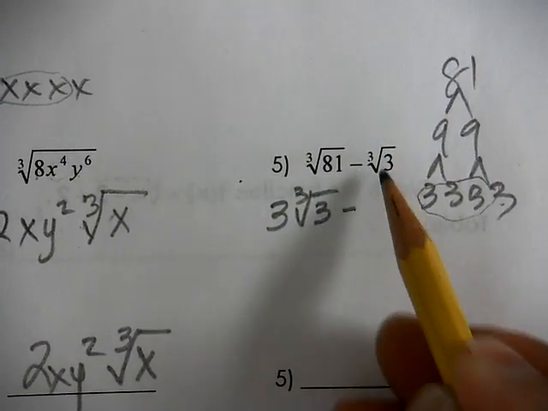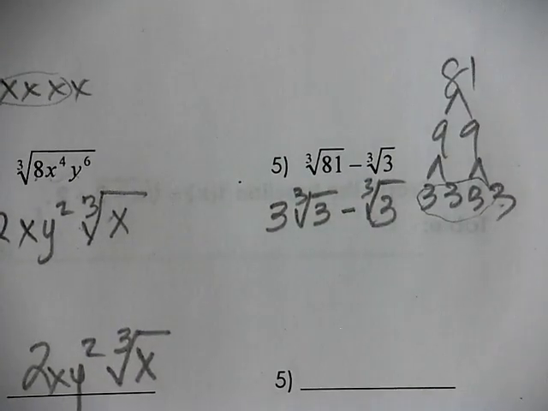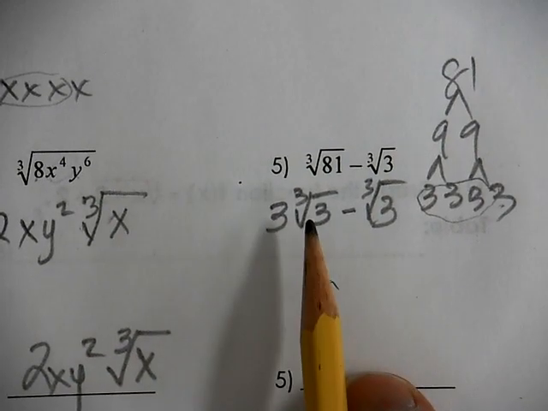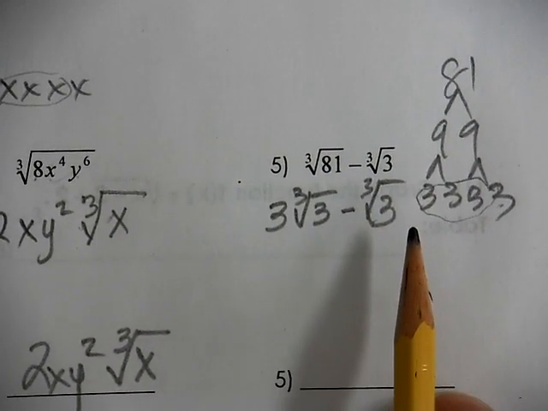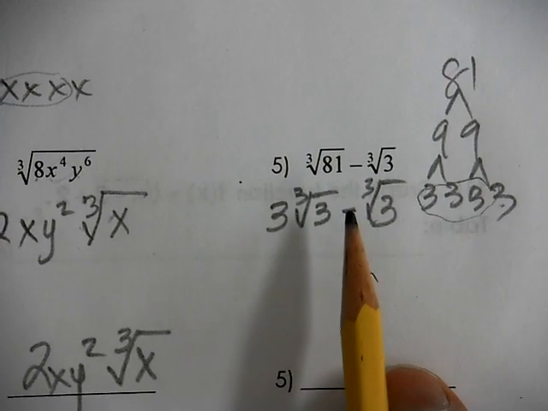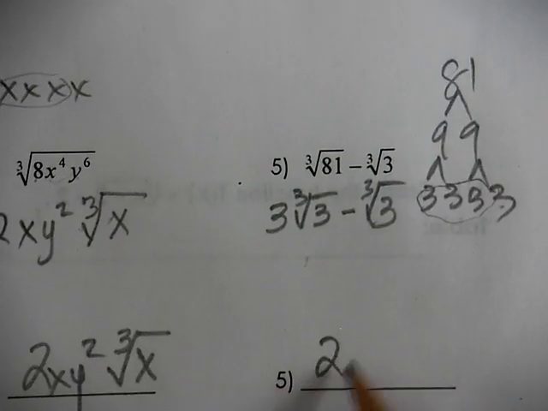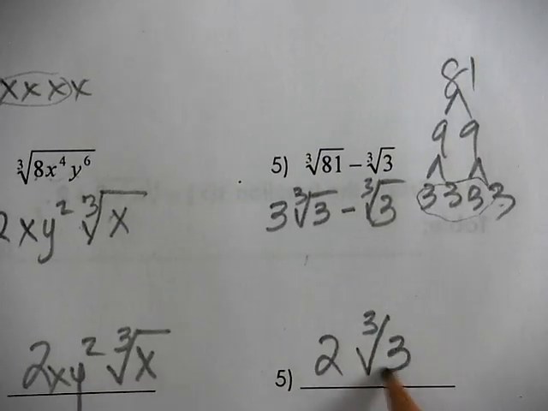Minus. I already have a cube root of 3. Now this kind of looks like 3x minus 1x. That's 2x. So 3 cube root of 3 minus 1 cube root of 3 is 2 cube root of 3.